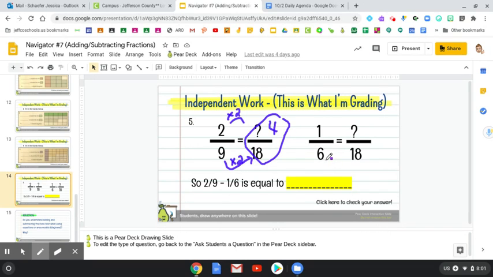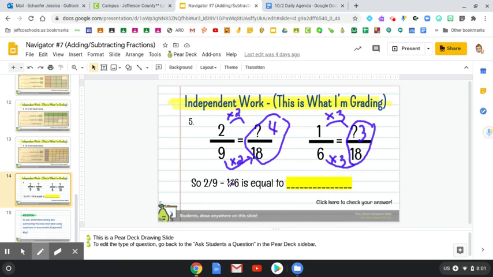On this side, I can see 6 can also make 18, but it's by 3. 6 times 3 makes 18. So if I do times 3 on the bottom, I'm going to do times 3 on the top. And 1 times 3 is 3. So this side is 3/18. So now I have 4/18 and 3/18.